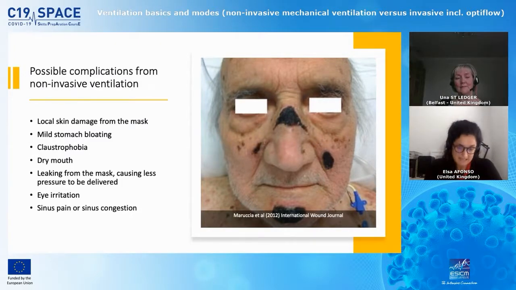Mild stomach bloating due to the high volumes of air being pushed into the lungs and hence into the stomach. Claustrophobia that can be quite uncomfortable. Dry mouth. Leaking from the mask, causing less pressure to be delivered. They're quite dependent on positioning, hence on nursing care. Eye irritation and sinus pain or sinus congestion due to drying up of the airway. So regular patient observations are necessary to prevent, identify, and intervene as early as possible.